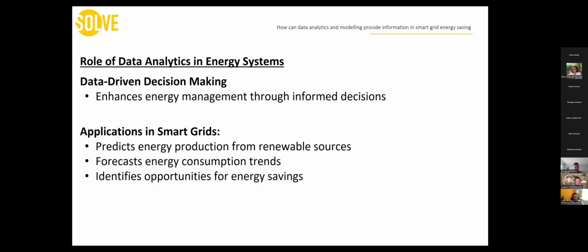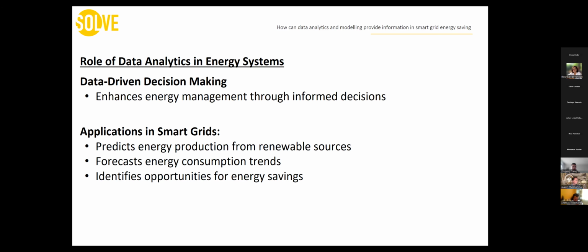What is the role of data analytics in energy systems? We focus on data-driven decision-making. It means that we collect data, we treat data in a way that one can derive some information about the operation of the system, the nature of the system, not how the system looks like as a physical model, but how it behaves. So this gives us the opportunity to make the correct decision according to the operational circumstances.